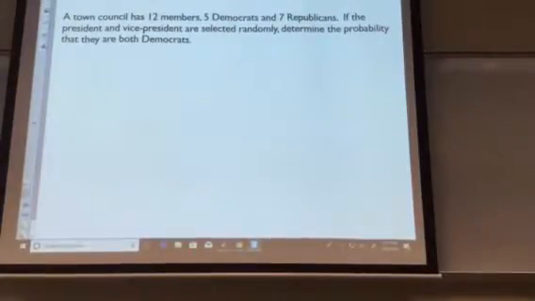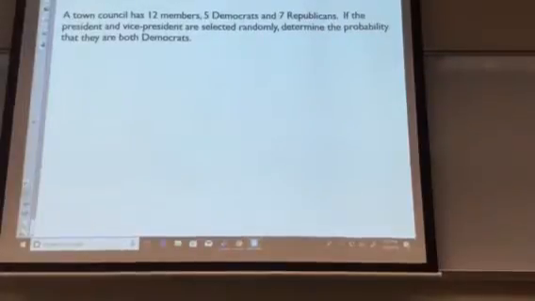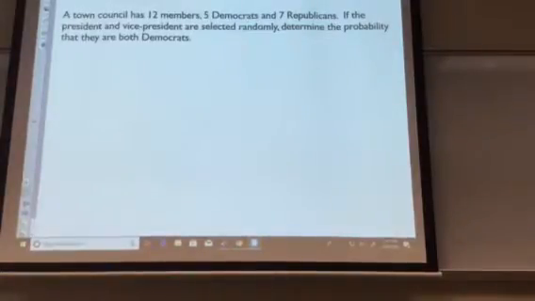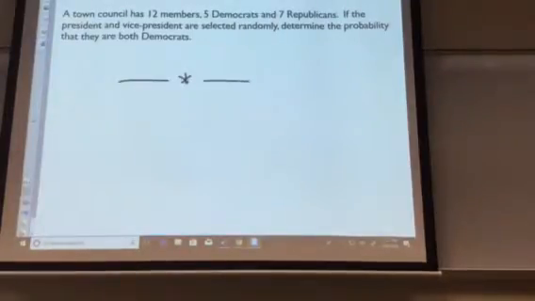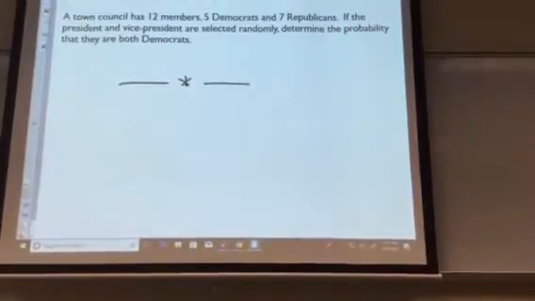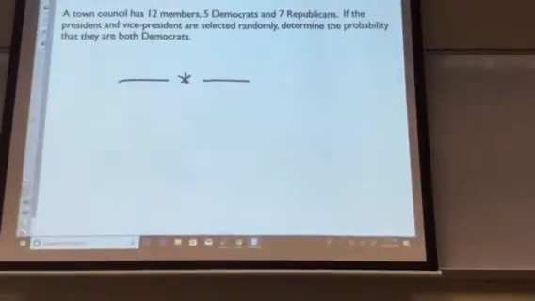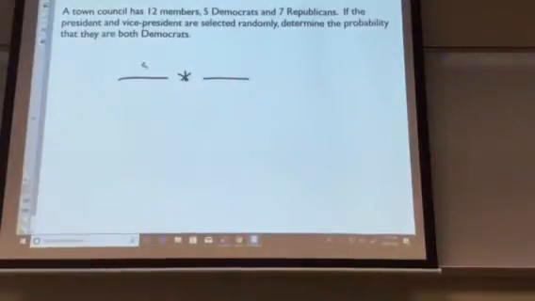Simple event or compound event? What are you selecting? President. What's that 3-letter word that's in between president and vice president? And. President and vice president. An and statement always indicates a multiplication problem when you have multiple events. So first event, how many satisfactory people? Any of 5. How many total possible people?